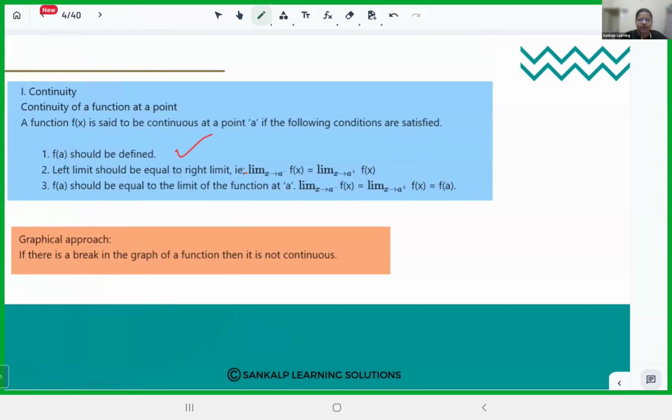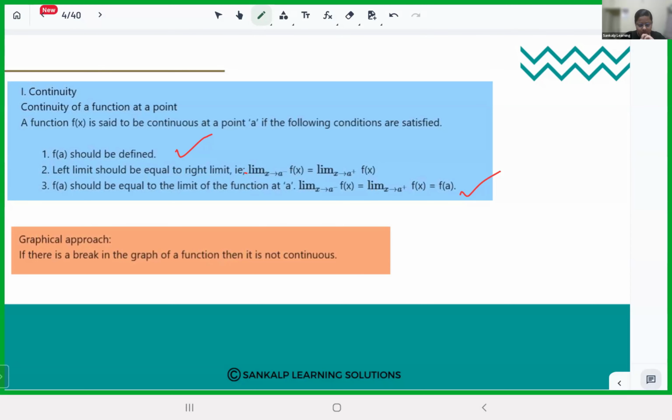That is, f of A should be defined. Then there is left limit, right limit. If the function is approaching from the left side, and if it is approaching from the right side, both the limits of the function should be equal at that point, and that value should be equal to the function value at that point. So that is the third condition. This right limit and left limit should be equal to f of a. So these are the important conditions for a function to be continuous at a point.